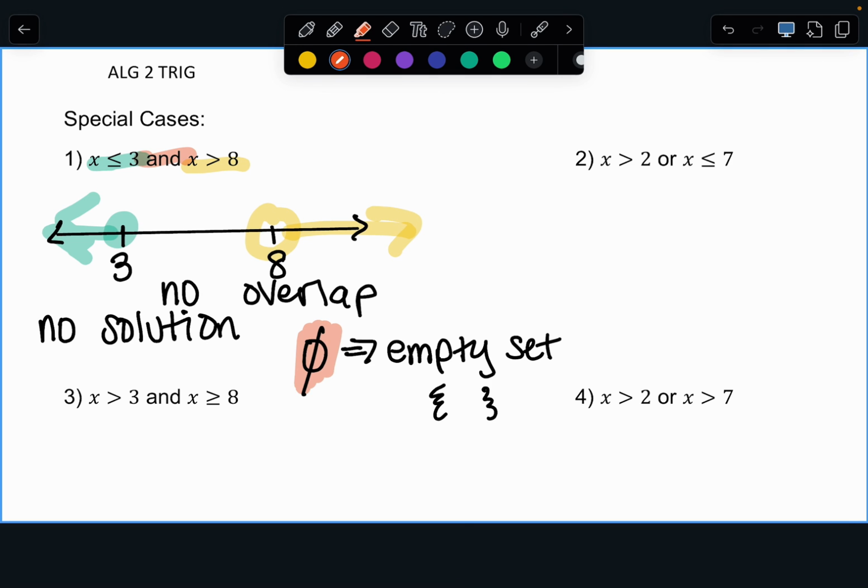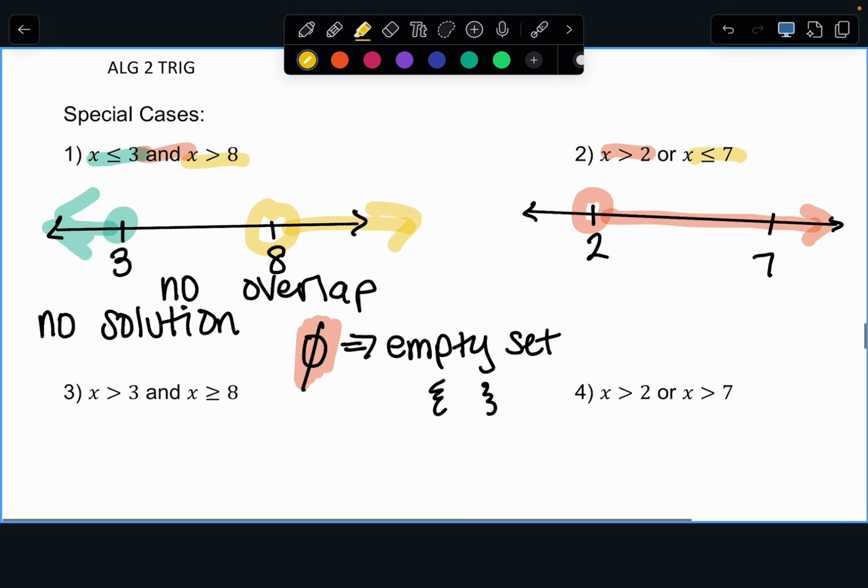Let's do the next one. Again, I'm going to label my inequalities and graph them separate. These ones are already solved, so I'm kind of skipping a step. You guys will have to solve them eventually. But it says x is greater than 2. Open or closed circle? Open. Right or left? Greater than. To the right. Boom. That's my orange one.